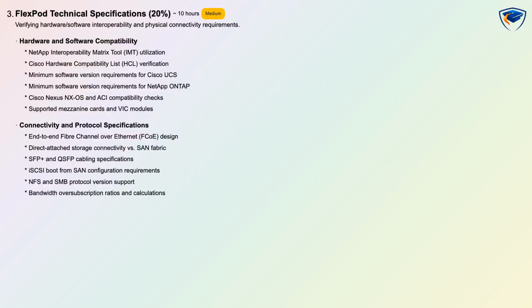You will study the NetApp interoperability matrix tool and Cisco hardware compatibility list, minimum software version requirements for Cisco UCS and NetApp ONTAP, NX-OS and ACI compatibility, supported mezzanine cards and VIC modules, end-to-end FCoE design, direct attached versus SAN fabric connectivity, SFP+ and QSFP cabling specifications, iSCSI boot requirements, NFS and SMB version support, and bandwidth oversubscription calculations.